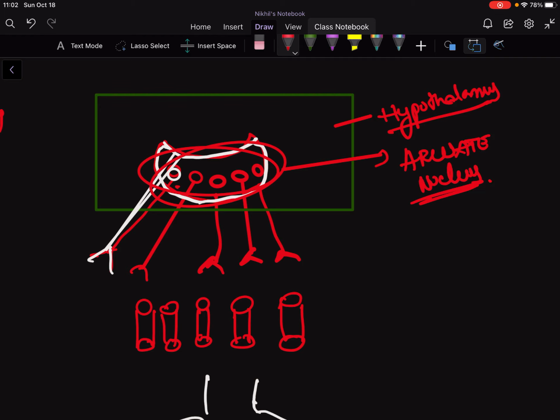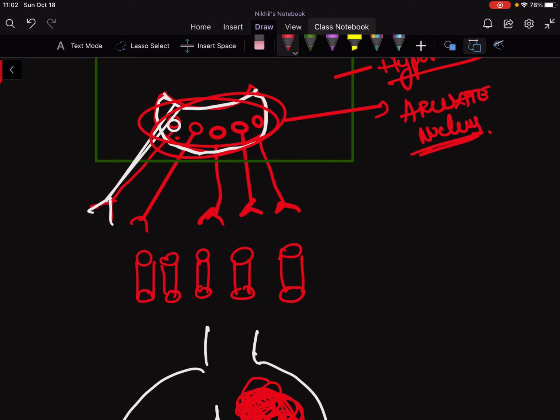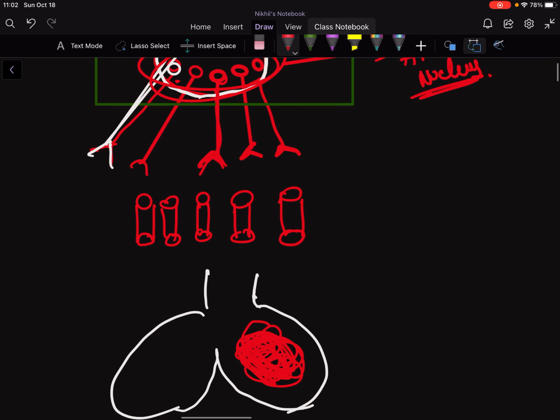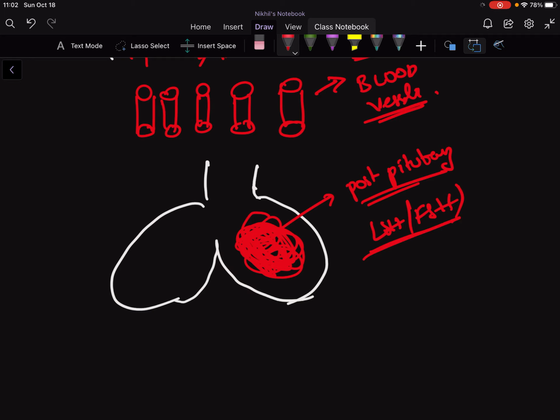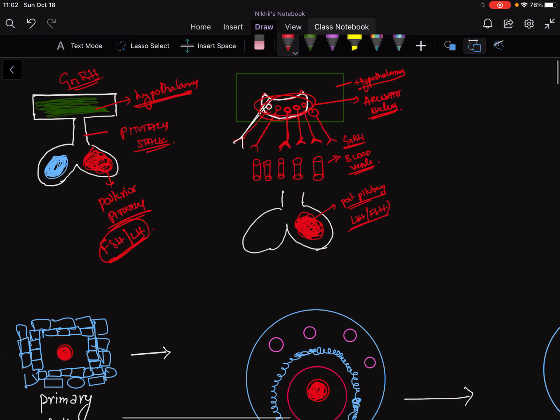and this arcuate nucleus projects some neurons. So these are the neurons from which gonadotropin releasing hormone goes into the blood vessels here, and from these blood vessels they travel into the posterior pituitary and release LH and FSH. Okay. So what do the LH and the FSH do to the ovaries? We will see in the next slide.